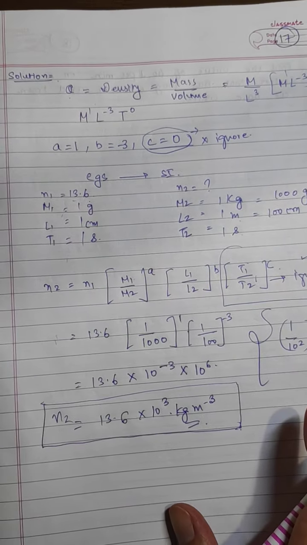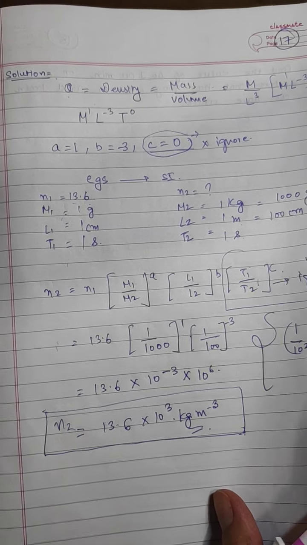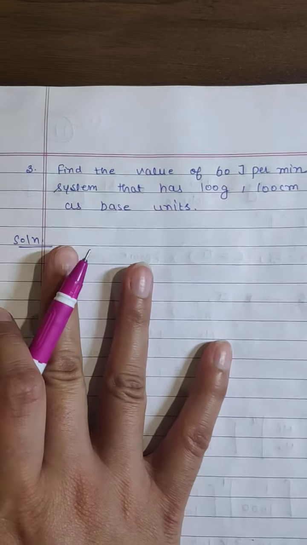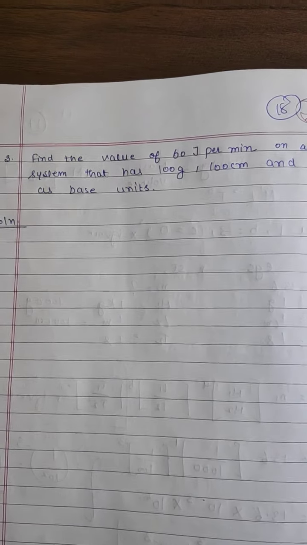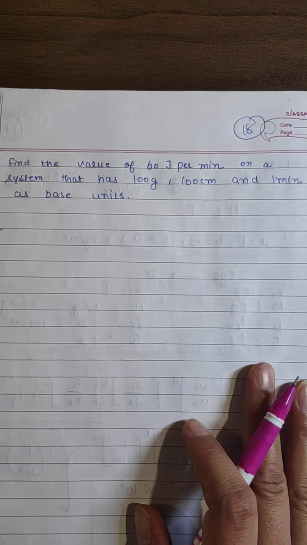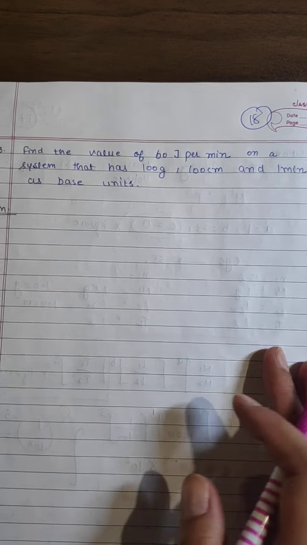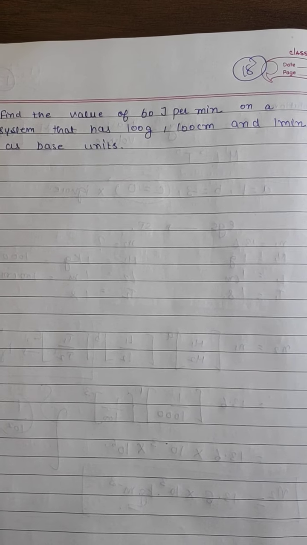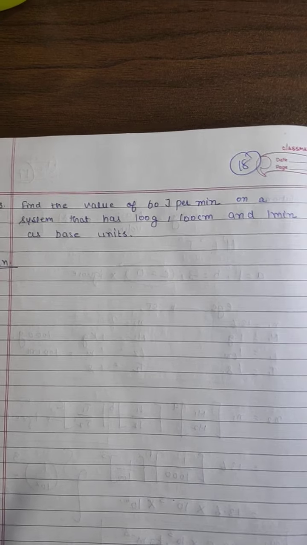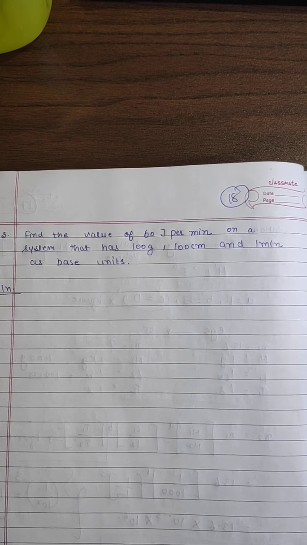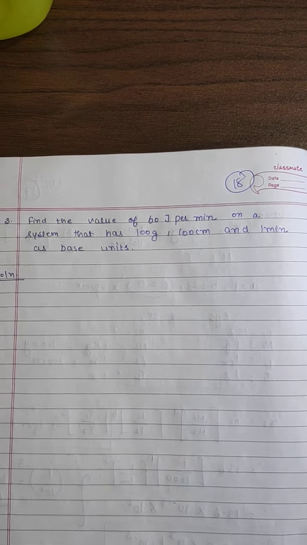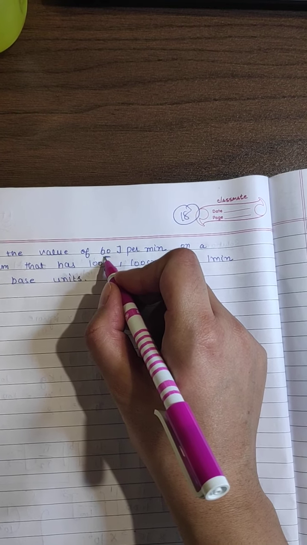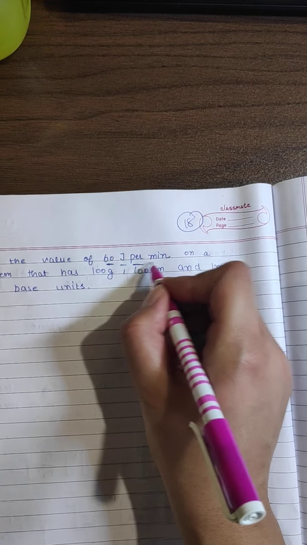But again, let's do another example, another type of this application, another category. Our numerical is: find the value of 60 joule per minute on a system that has 100 gram, 100 centimeter and 1 minute as the base units. Now for this, we'll first read this numerical again. This 60 is the numerical value, 60 joule per minute.